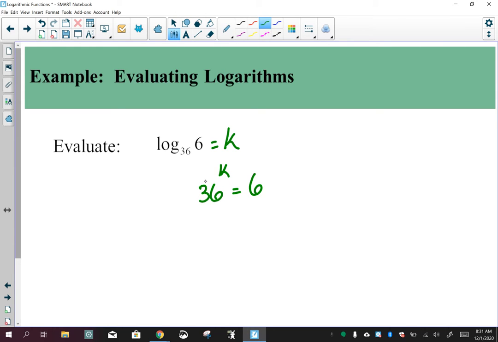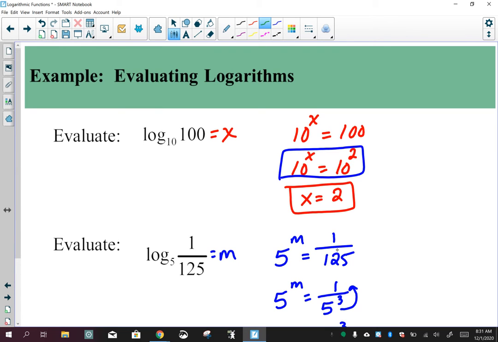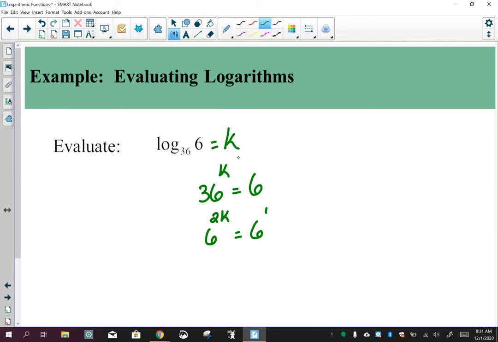So what I do when I do that is I say, okay, well, 36 is the same thing as 6 squared. So I have a base of 6, and I know that's a squared. So I have 6 to the 2k is equal to 6 to the first. When we were back over here on the other one, we were always rewriting the right side. Well, on this one, we have to work on the left side because I can't turn a 36 without changing the problem. I can't turn a 6 into a 36, but I can turn the 36 into a 6.